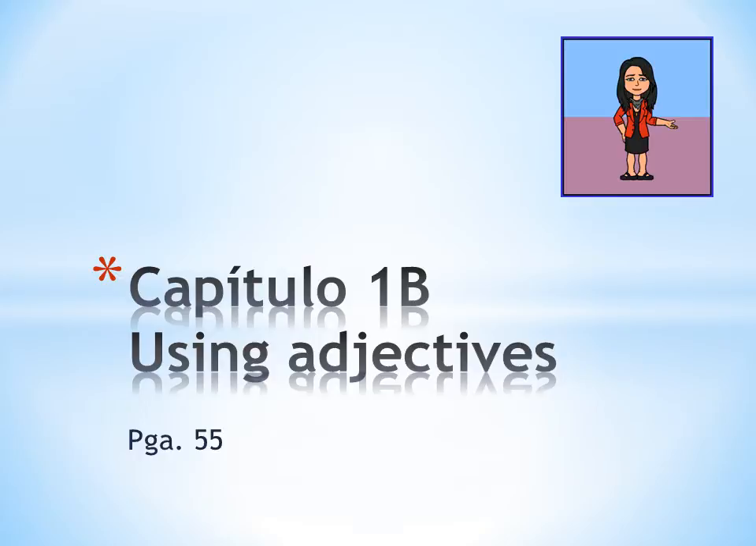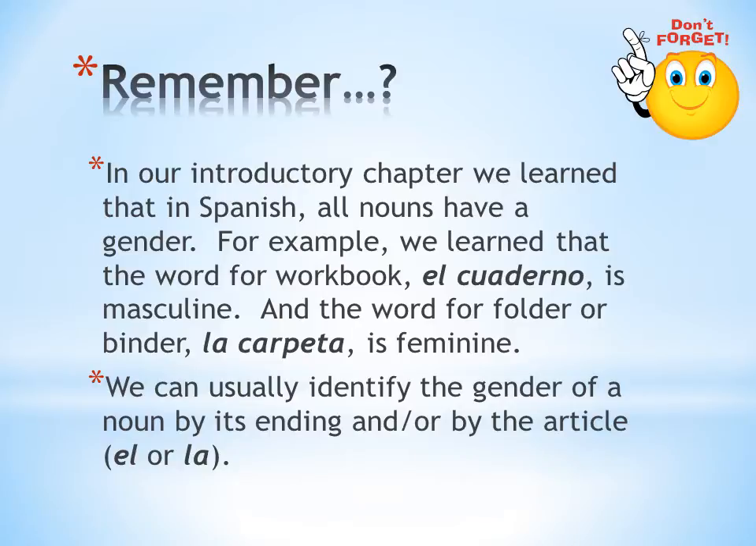In this video, we're going to be learning about how to use adjectives, mostly to describe people. A couple of important points to remember from the introductory chapter is that all nouns have a gender in Spanish. For example, the word for workbook, el cuaderno, is masculine, and the word for folder or binder, la carpeta, is feminine.